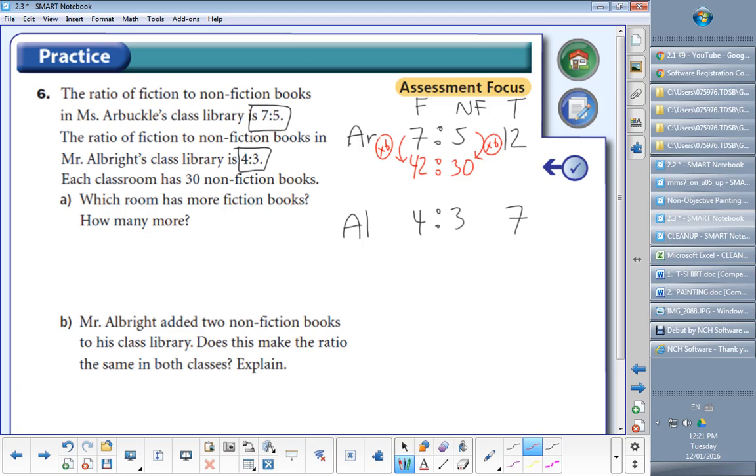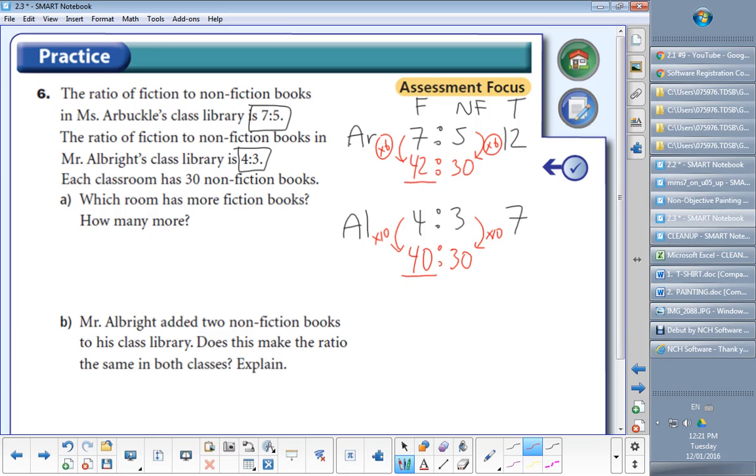In Mr. Albright's class, well, to get to 30 from 3, we have to multiply by 10. So therefore, we do the same on the other side to make it an equivalent ratio, which means 40. So in Mr. Albright's class, we have 40 books.